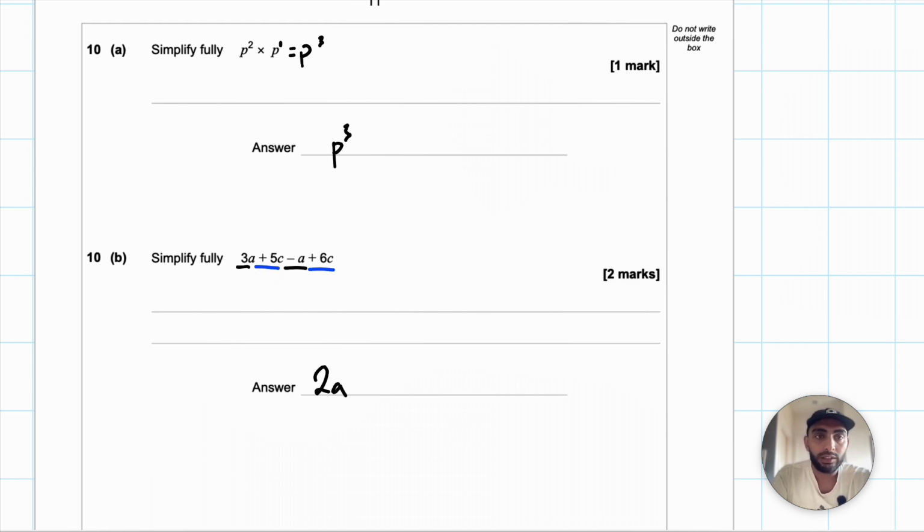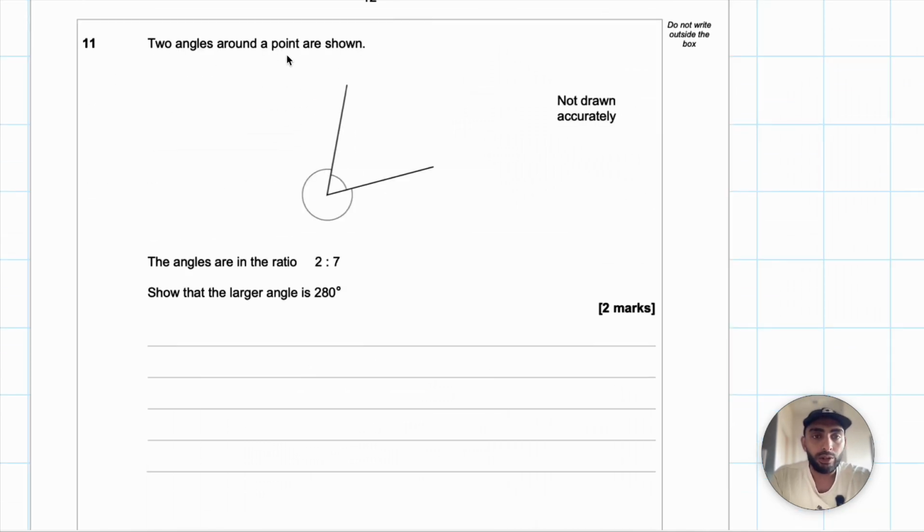So 5 add 6 is 11, so 11 lots of c. Question 11. 2 angles around a point are shown. So we know both of these angles will add up to 360. Angles around a point add up to 360. The angles are in the ratio 2 to 7, show that the larger angle is 280.